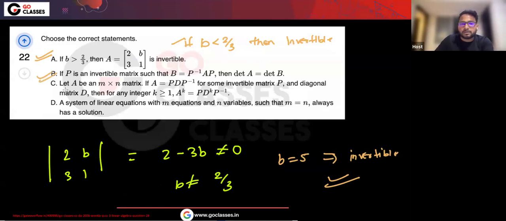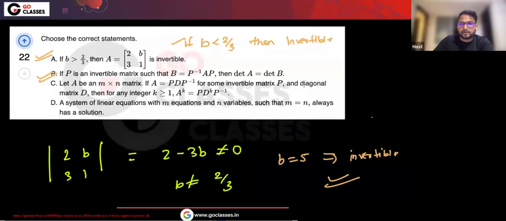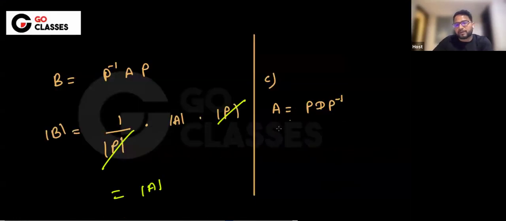What about this? They are saying, let me write this here. So in option C, they are saying let A be the matrix which is M cross N and A is actually P D P inverse. Okay, something like this. Where P is invertible and D is a diagonal matrix. Then can you find the power of A? They're just interested in finding the power of A. So what is A square? It is nothing but A into A, which is nothing but P D P inverse into P D P inverse. Now, interestingly, this P inverse P will get cancelled out.